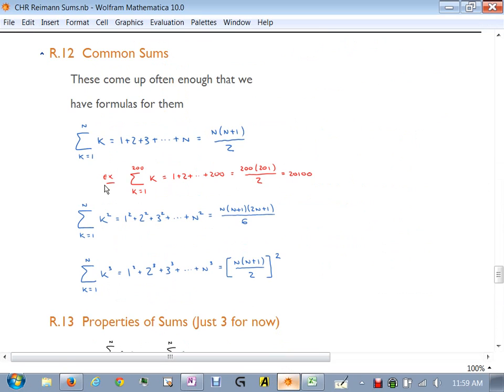So back to this. If you want to add up 1 plus 2 plus 3 plus 4 until you get to n, that's the answer: n times n plus 1 over 2.